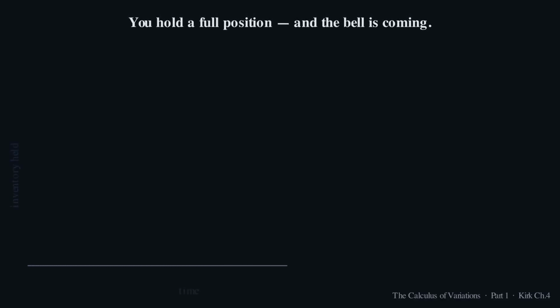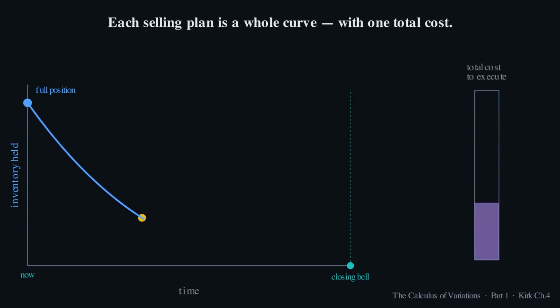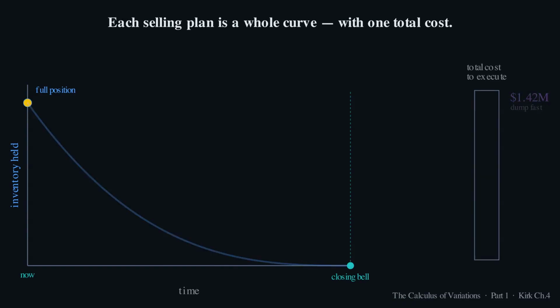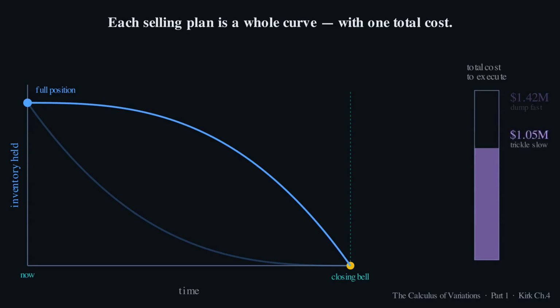You run a fund and you have to sell a large position before the closing bell. You could dump it all at once, trickle it out slowly, or anything in between. Each choice is a whole curve, your inventory falling from full to zero over time. And each curve carries a cost.